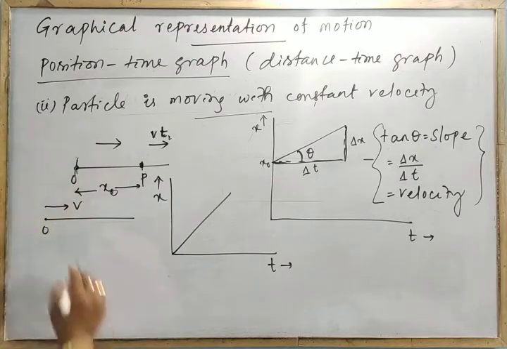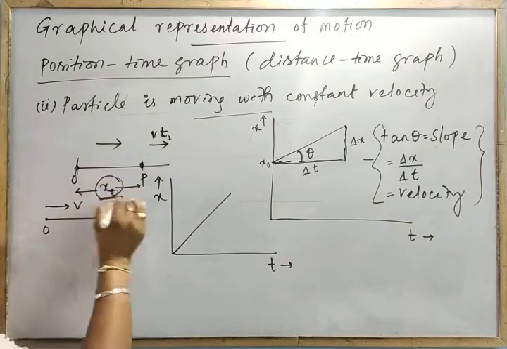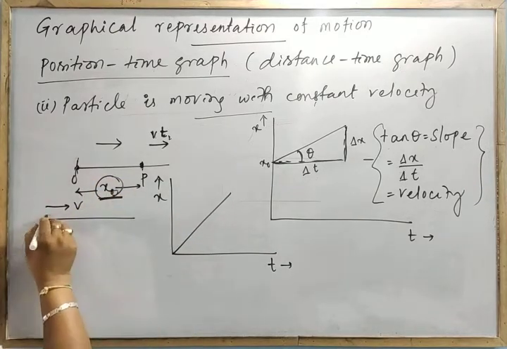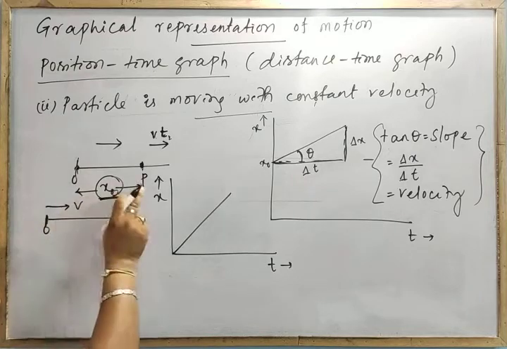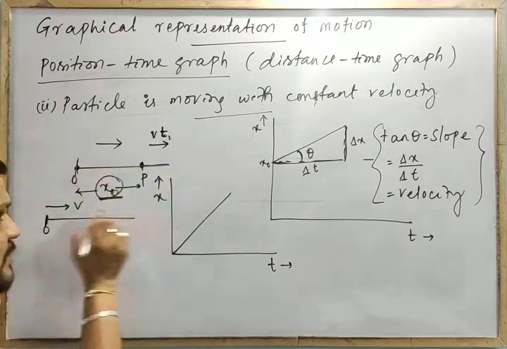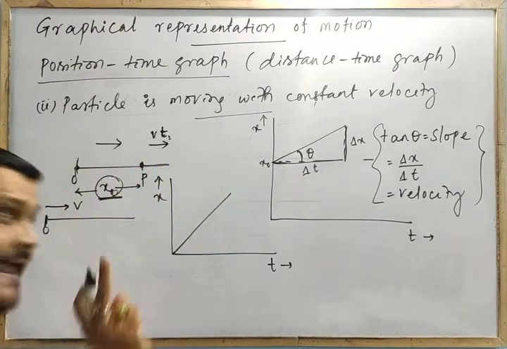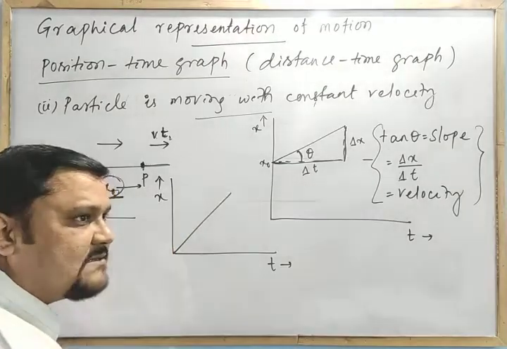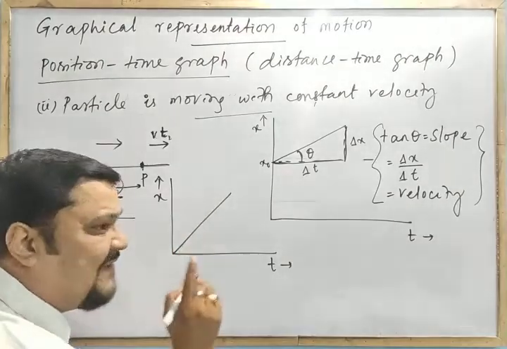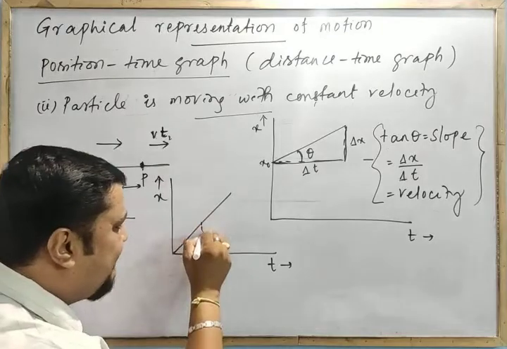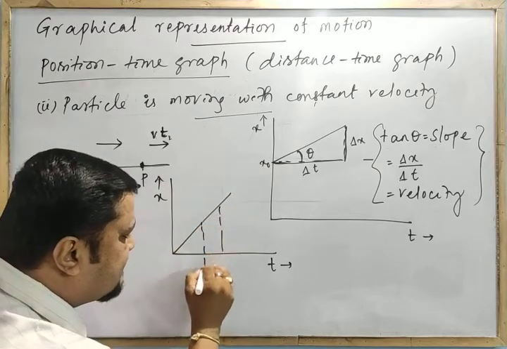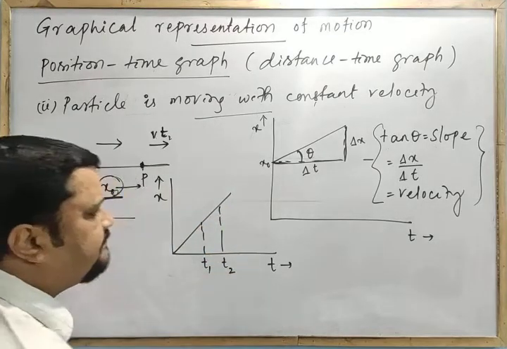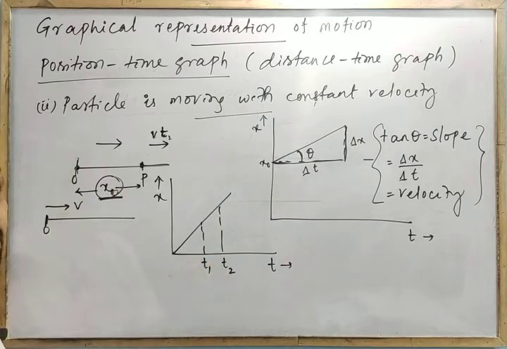Then, because it has not covered this distance, at time t equal to 0, where is the particle? Here at O. But here the particle starts from P and it is moving towards the right. So it is shown like this. And what is the slope of this line? Suppose I ask you, what is the velocity of the particle in the interval t1 to t2? In this time interval, what is the velocity?